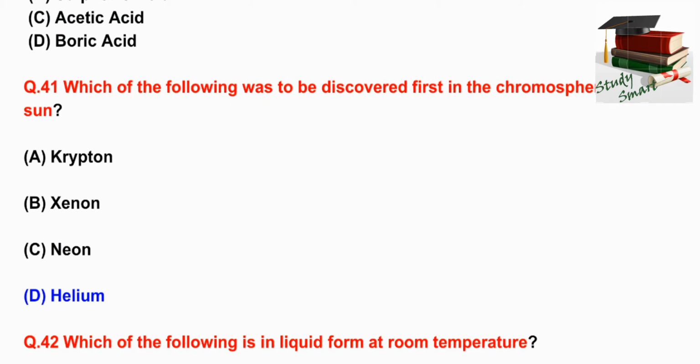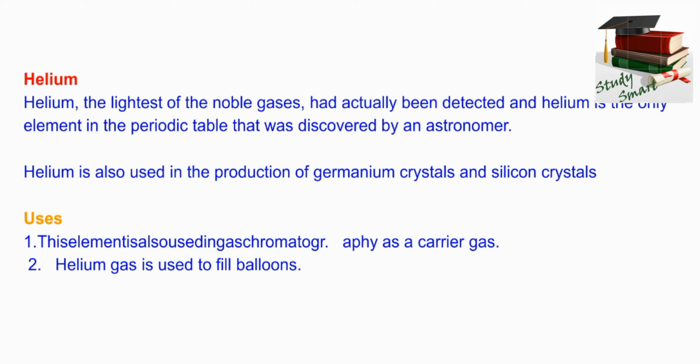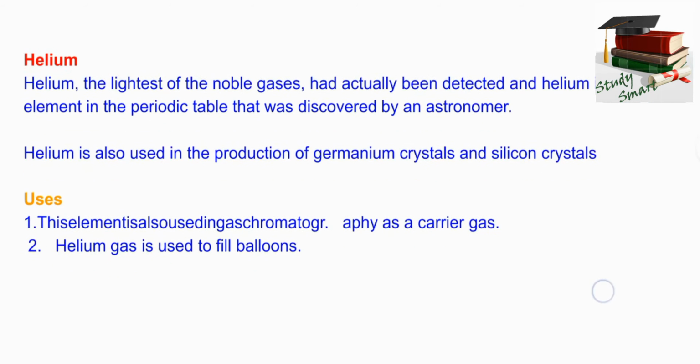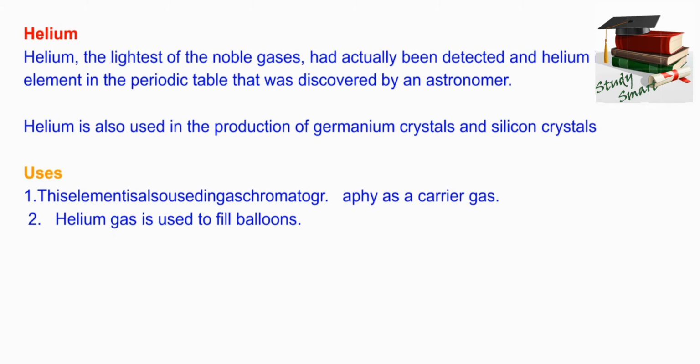Formula HCl. Next question, which of the following was first discovered in the chromosphere of the sun? The right answer: helium. About helium. Helium, the lightest of the noble gases, is the only element in the periodic table that was discovered by an astronomer. Helium is also used in the production of germanium crystal and silicon crystal. Another example, helium gas is used to fill balloons.